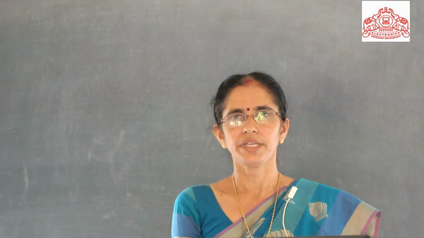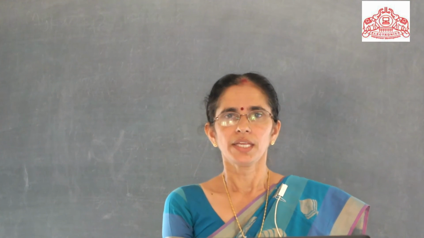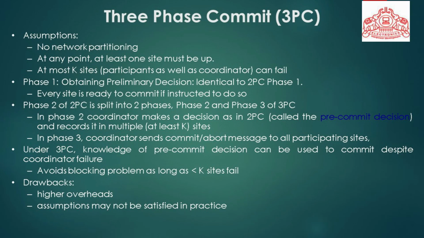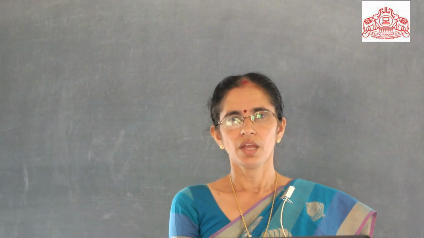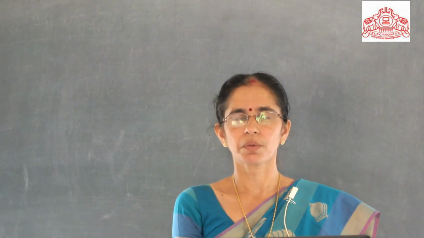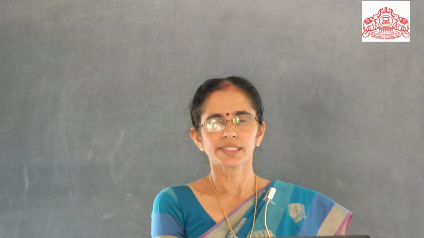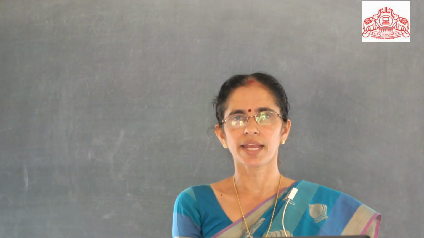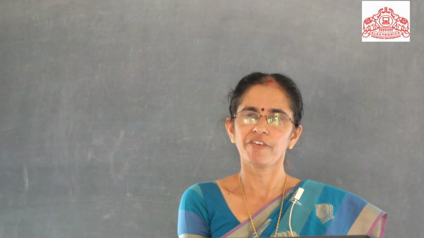Now we have to deal with the other protocol, that is the three-phase commit protocol. We have seen there are drawbacks in the 2PC protocol, that is, the blocking problem. In the three-phase commit protocol, this blocking problem is resolved. But the three-phase commit protocol uses certain assumptions. One assumption is that there is no network partitioning, another is that at any point at least one site must be up, and the third is that at most k sites can fail, that is, fewer than k sites can fail.